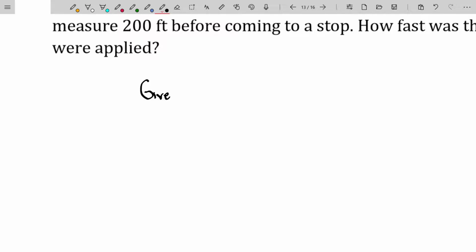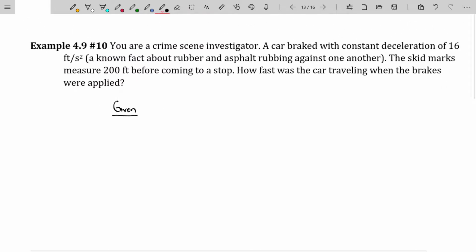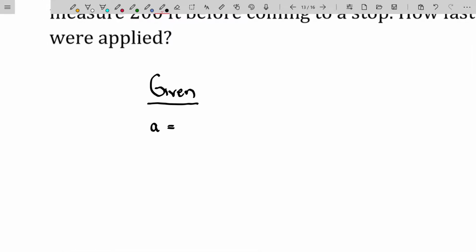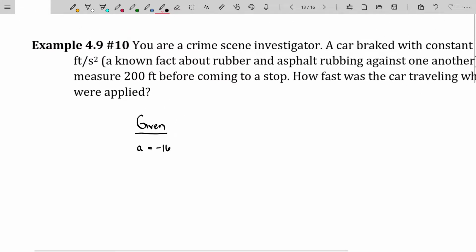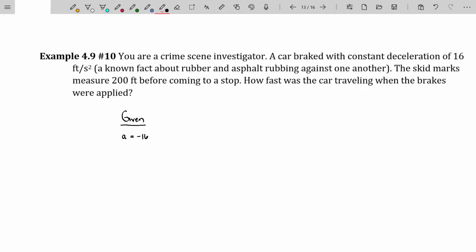The things we were given in terms of mathematics. A car braked with constant deceleration of 16 feet per second squared. So deceleration is acceleration with a negative sign. So we know that the acceleration is equal to a negative 16. Okay. Let's see. What else they hand us? Skid marks measure 200 feet.